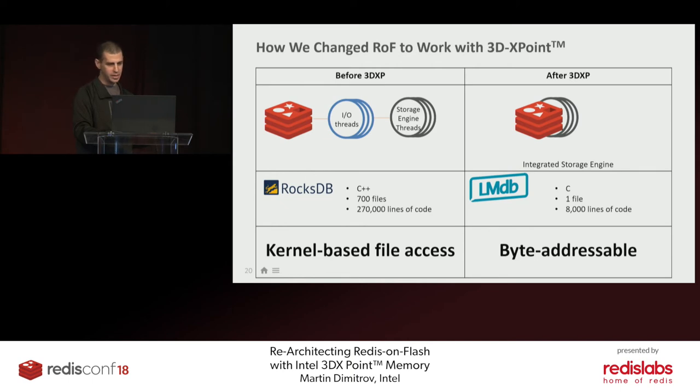LMDB doesn't accumulate any compaction overheads. It works as a B-tree. So anything is directly ingested within the write call, and there's no cleanup to do later. And instead of using the kernel to access the files, it just accesses the data directly.